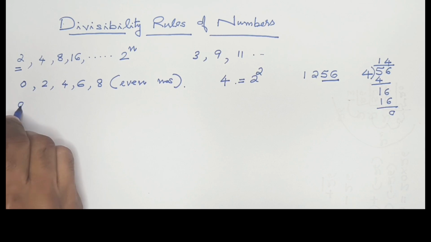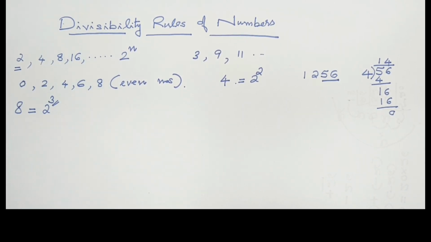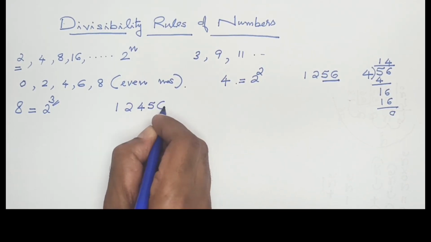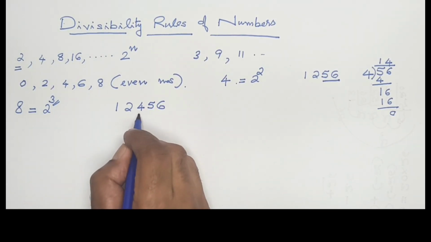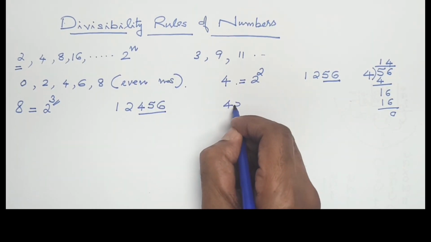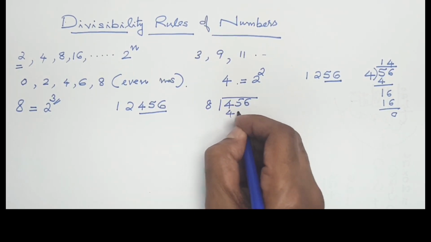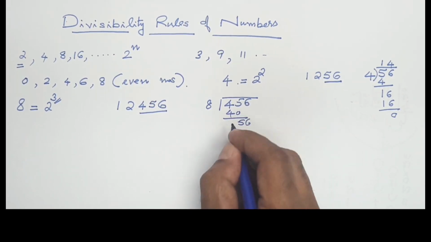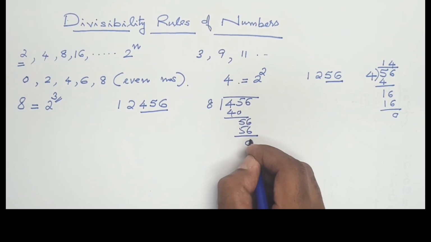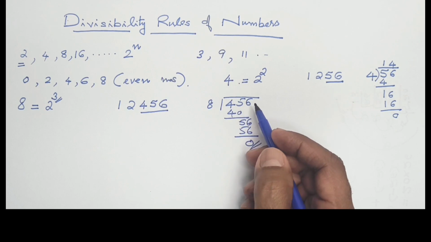So what about 8? 8 is 2 to the power of 3. Take the last 3 digits. Let me take a number like, say, 12456. To see whether this is divisible by 8, take the last 3 digits. You get 456. You just divide it by 8. What do you have? 40, 56. Again, 56 is a multiple of 8. So you get 0 as the remainder, showing 456 is divisible by 8.